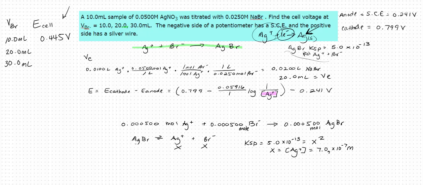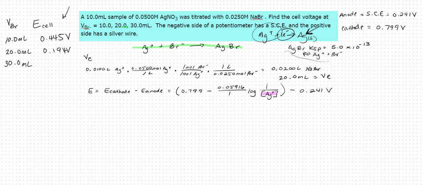So now that becomes the pink value that goes into the E equation. So again, the E of the cell is going to be the E of the cathode, which is 0.799 minus 0.5916 divided by 1 times the log now of 1 over this value, 7.07 that's in your calculator. Then you're going to subtract the E of the anode. So that is the saturated calomel electrode, 1.41 volts. So the E of the cell at this point, you should be getting 0.194 volts.